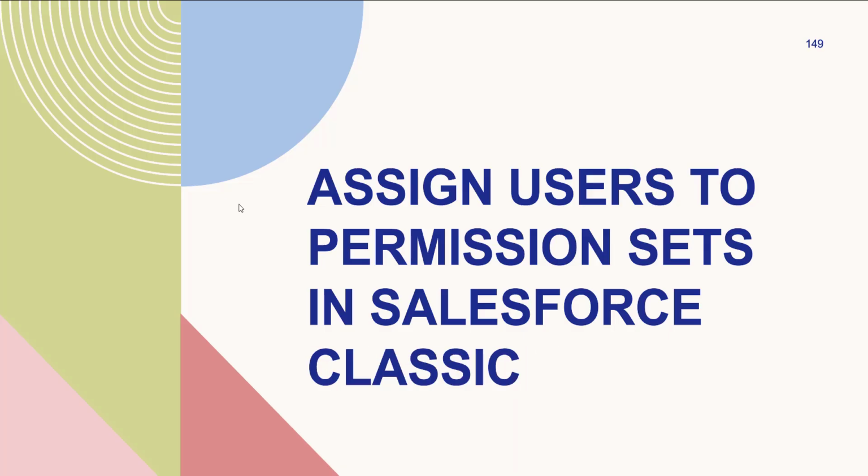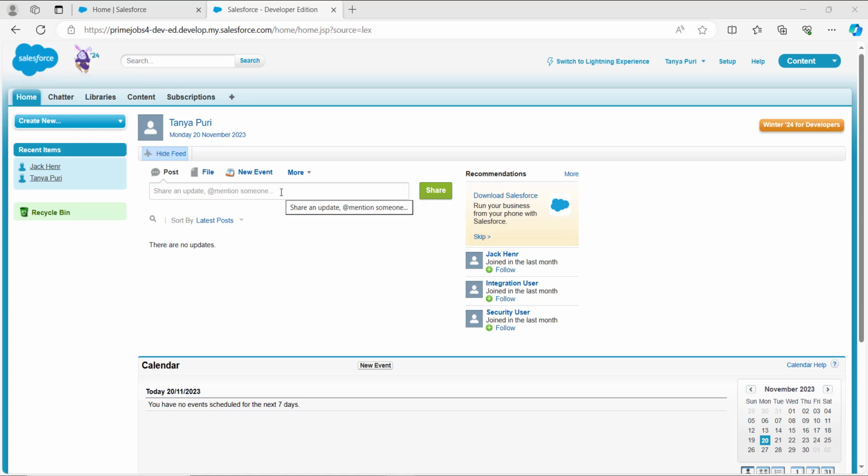So now we will learn how to assign a user to a permission set in Salesforce Classic. For this, your first step is to log in to your Salesforce Classic account with the admin credentials. Once you are logged into the Classic interface, your next step is to click on the setup option that is given on the top right side.